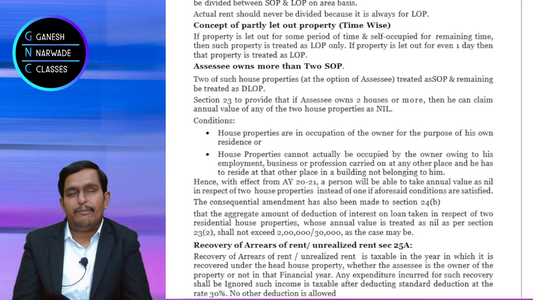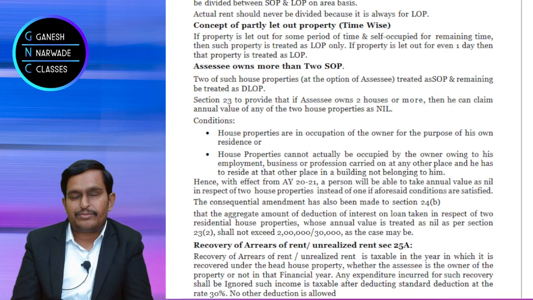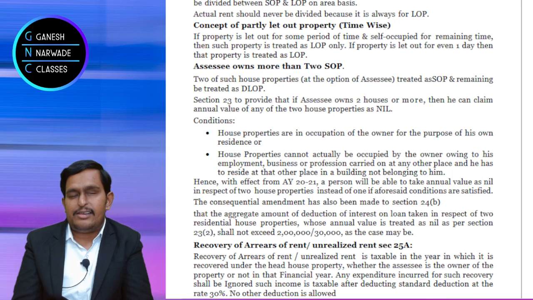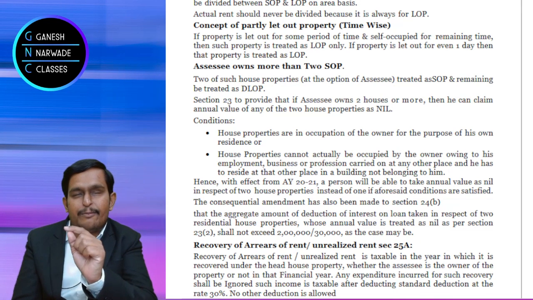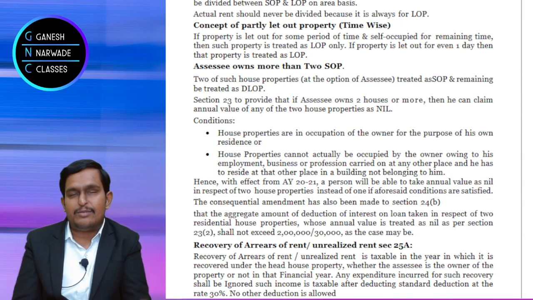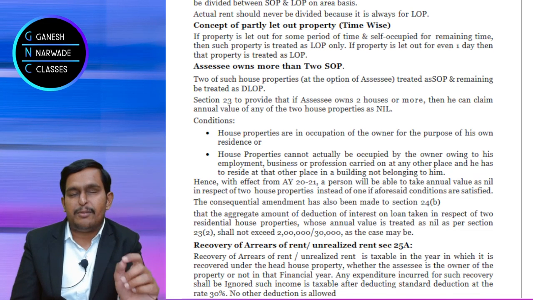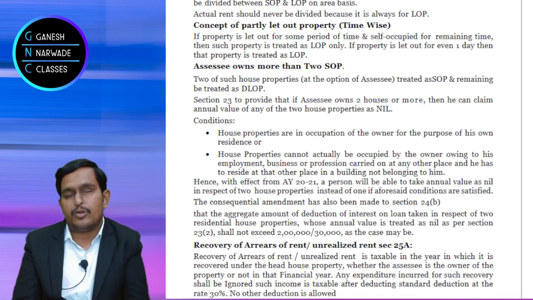Okay. Now sometimes what happens is you recover the unrealized rent or you recover the arrears of rent, then it is an income, correct? So it should be taxed. How to tax? Recovery of unrealized rent or arrears of rent minus standard deduction of 30%, and that becomes your income from house property. Suppose you recovered 1 lakh rupees, 1 lakh into 30% is 30,000. It is the standard deduction. 1 lakh minus 30,000, 70,000 is income from house property.